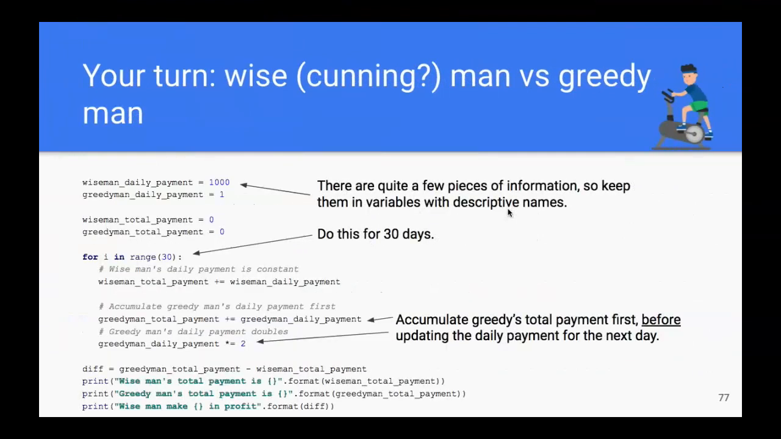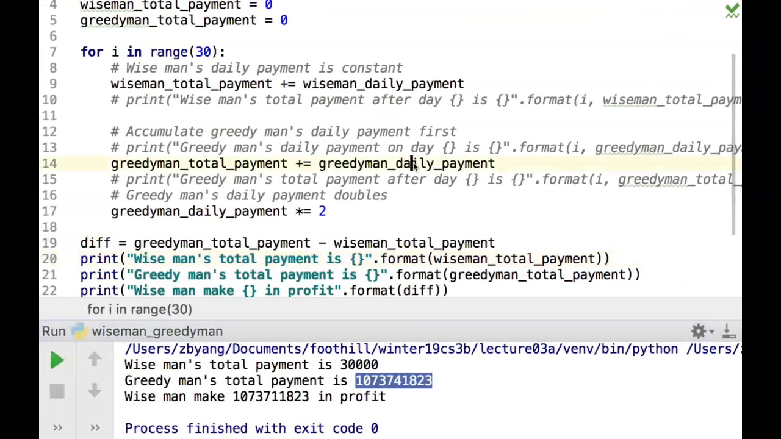And let me make sure I've said everything that I want to say. Yes, it's important that in this line of code, we accumulate the daily payment to the total payment before we double the greedy man's daily payment.